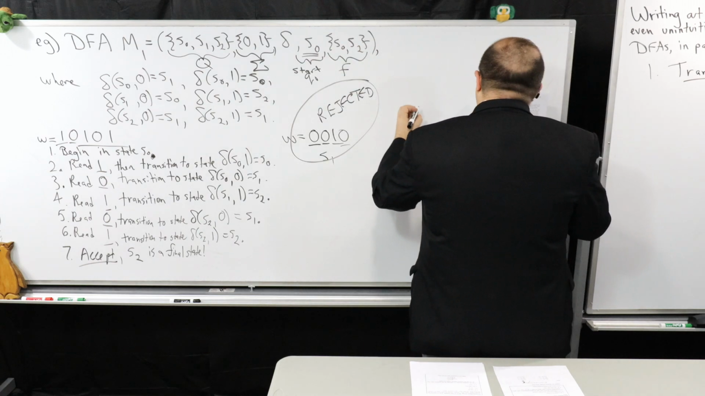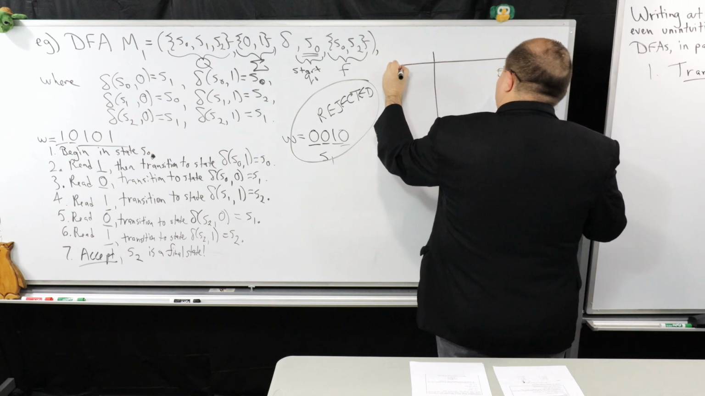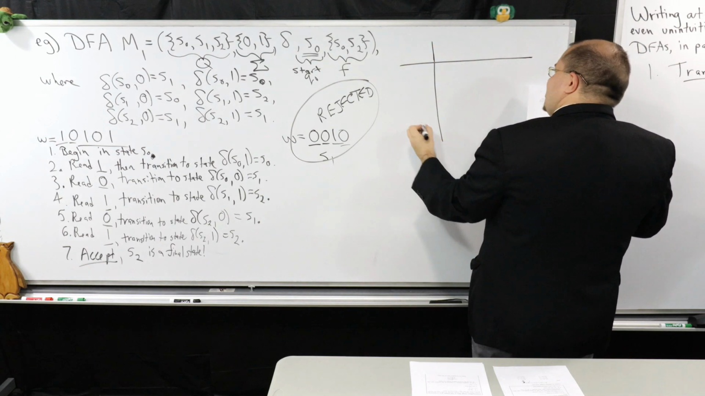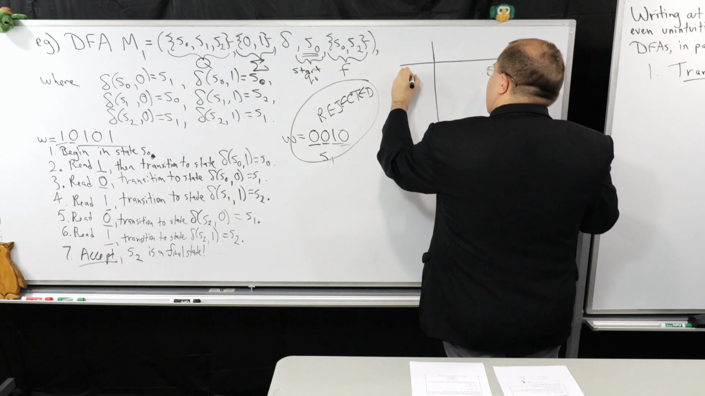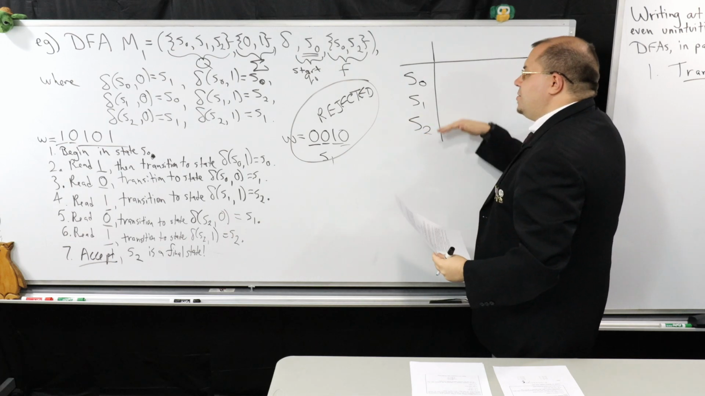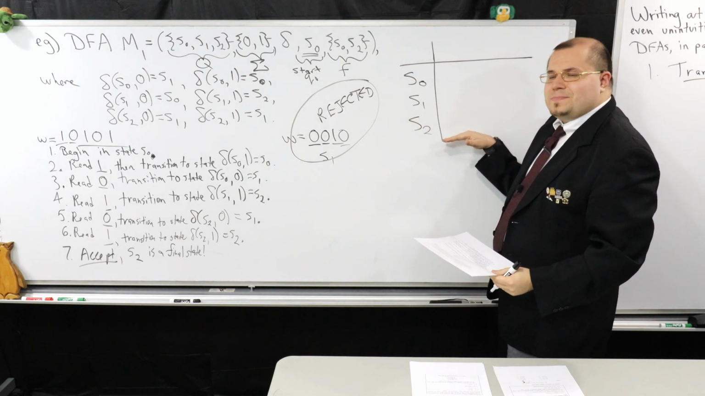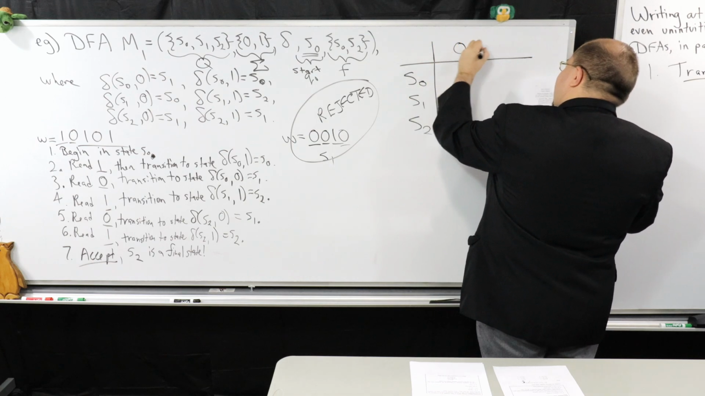So let me just draw out one of these, and you'll see quite quickly how nice and easy it is to describe one like this. Okay, so for each one of my states, I'm going to have a row. Notice these are all three of my states. And I have two input symbols. I have 0 and 1.